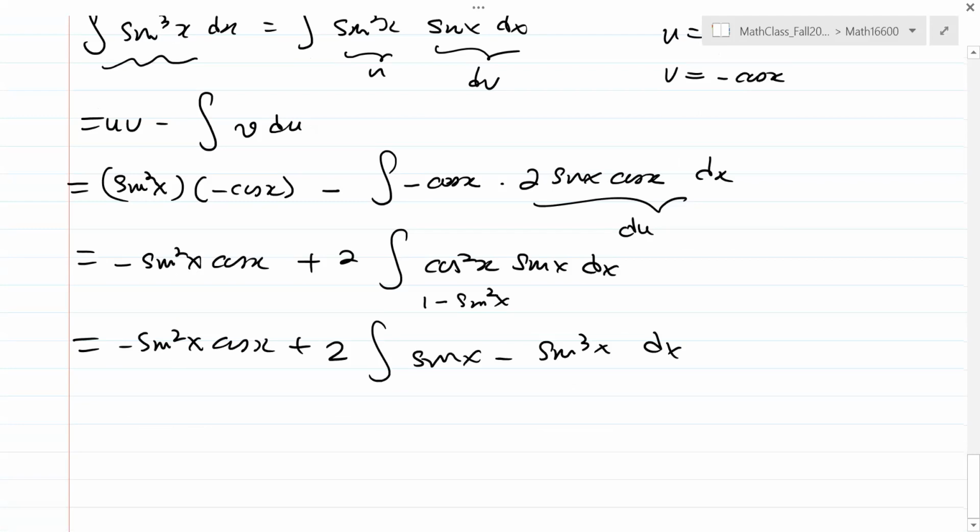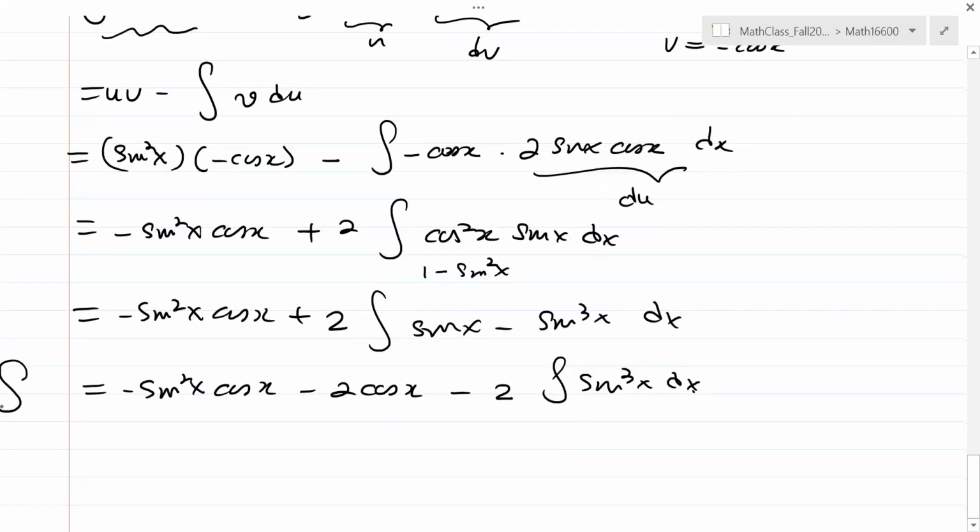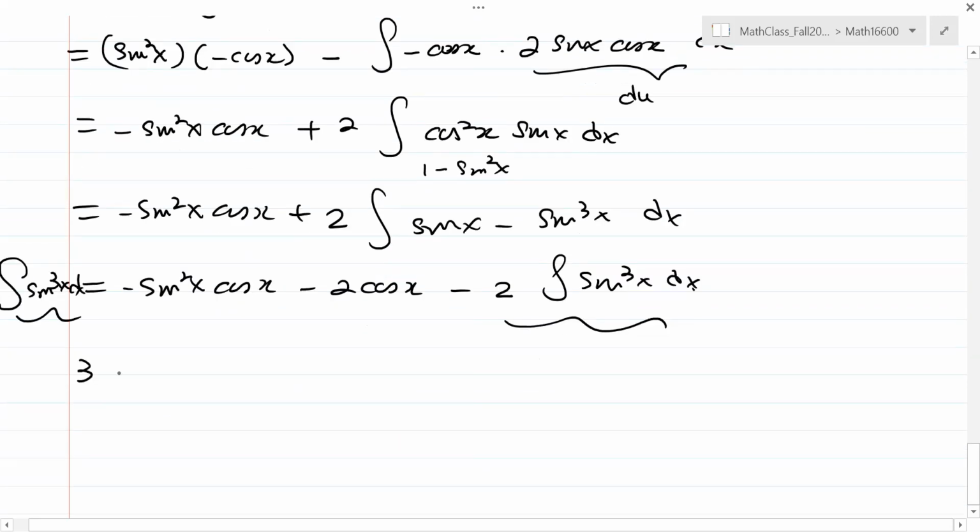Great. Okay. So the integral of sine x is negative cosine x. So it's negative 2 cosine x, and here's a minus 2 times the integral of sine cube x dx. All right, so here's the integral of sine cube x dx. So this term and that term, move them together. You get 3 times the integral of sine cube x dx equals negative sine square x cosine x minus 2 cosine x.